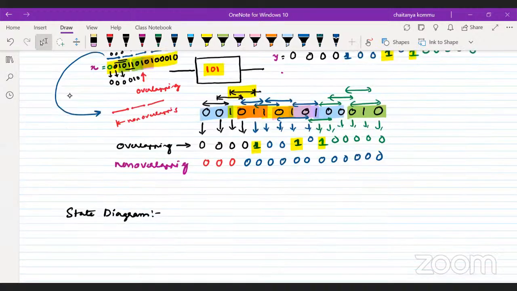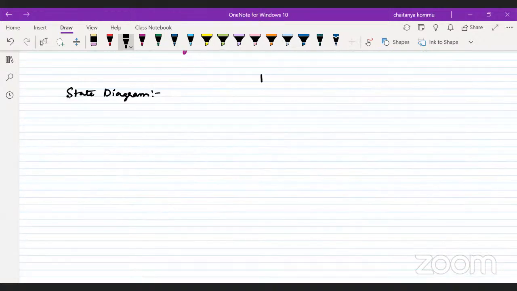So that means I have a 101 sequence in my hand. Assume that this particular bit is coming first. For example, the state of the system is S naught. What do you mean by the state of a system? The content available in the memory. So this is called the state of the system.